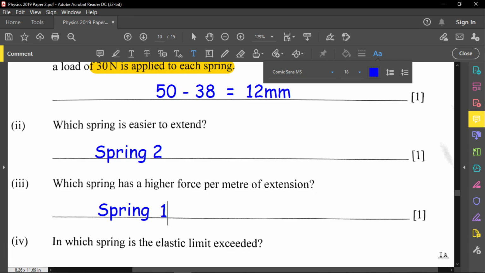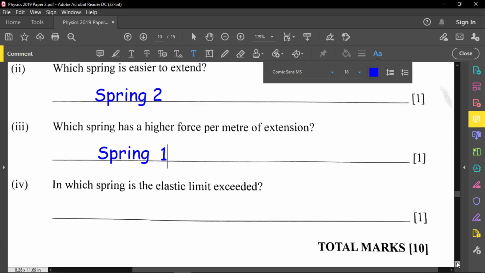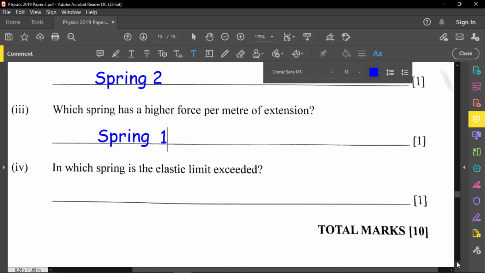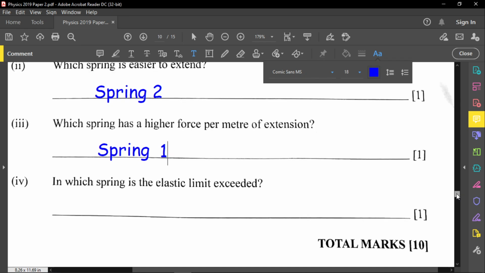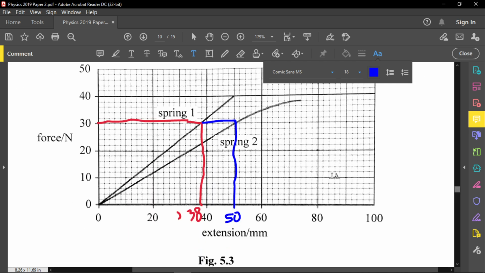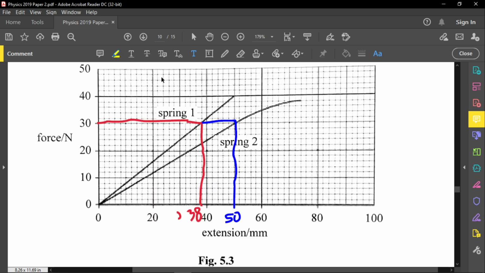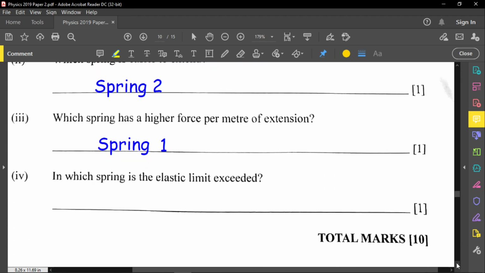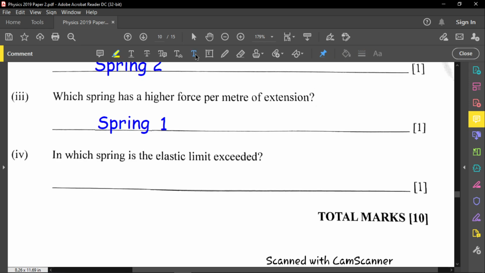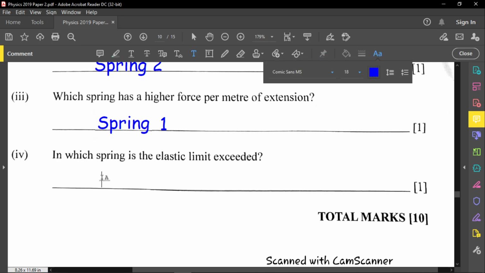All right, now let's go to part 4. For part 4, it said, in which spring is the elastic limit exceeded? So let's go back to the graph to see what's going on here. Spring 1 is a nice and straight line, so that is great. But for spring 2, somewhere right off here, the spring starts to bend. That means spring 2 reaches its elastic limit, where the proportionality between force and extension is no longer the same. In other words, it is not following Hooke's law anymore. So here it is spring 2. Okay, spring 2 is past its elastic limit. It starts to deform.